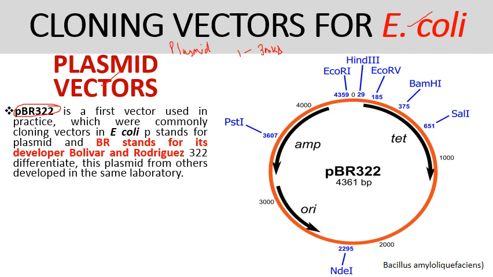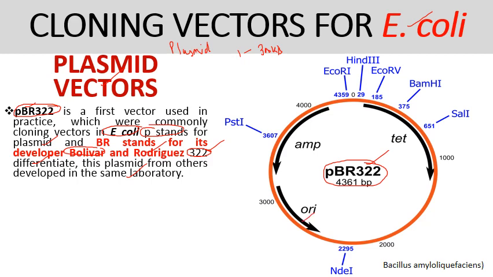which was commonly used as a cloning vector in E. coli, and its name is derived from that. Here P stands for plasmid and BR stands for the names of its constructors, Bolivar and Rodriguez, and 322 is a number which helps in differentiating it from other plasmids developed in the same laboratory. To differentiate those plasmids from this plasmid, this number was assigned to it, that is PBR322, and this is the most commonly used plasmid, and it contains various genes.